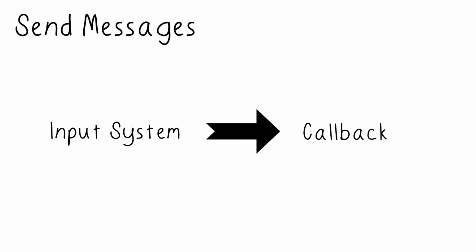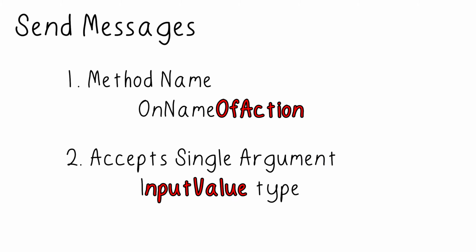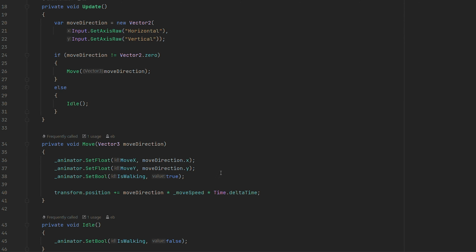Send Messages works by invoking a callback function on a script attached to the same object as the player input component that meets the following criteria. It's named on the name of the action, in the case of the move action, onMove. Second, it takes as a single argument an input value type, which can be used to get the vector2 input. Let's head on over to the script and add this callback now.